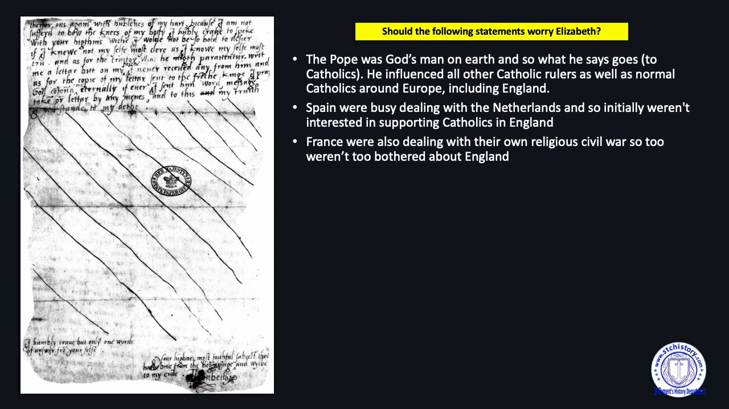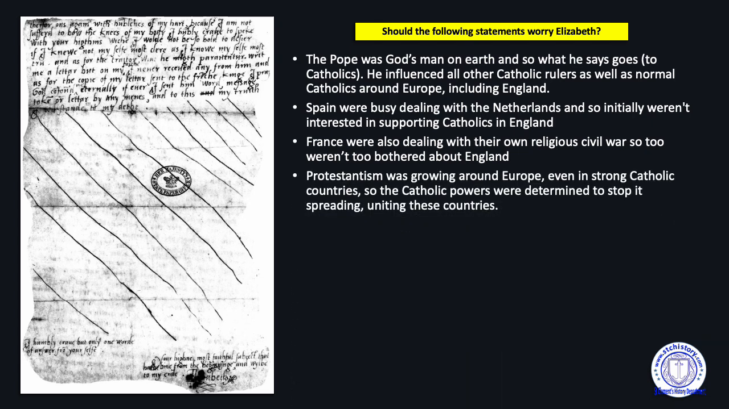The wind may change, as they say, and they could turn their attention to England. So at the moment, she's loving it because they're busy elsewhere. Fourthly, should she be worried about the fact that Protestantism was growing around Europe, even in strong Catholic countries? So the Catholic powers have grown even more determined to stop it spreading, which has united all of these Catholic countries together. All right, so that's quite obvious.